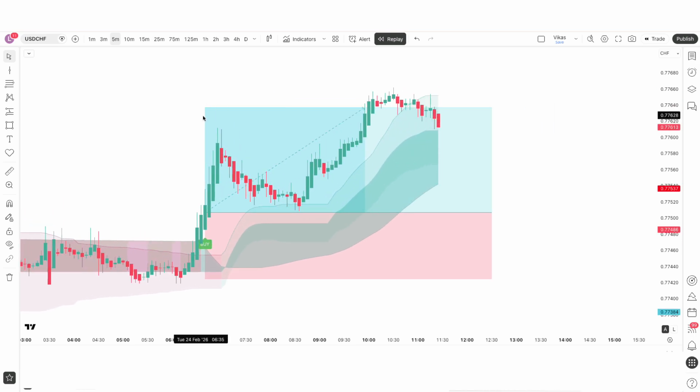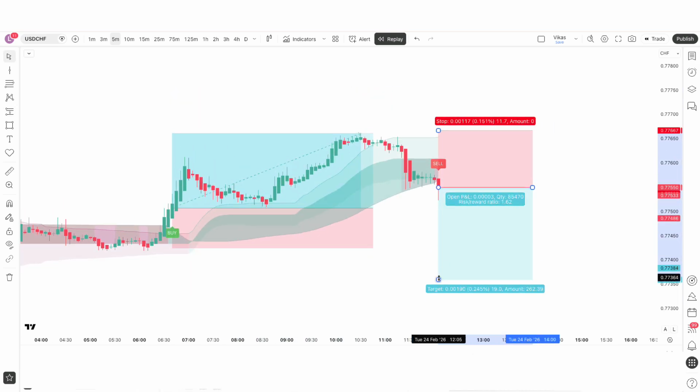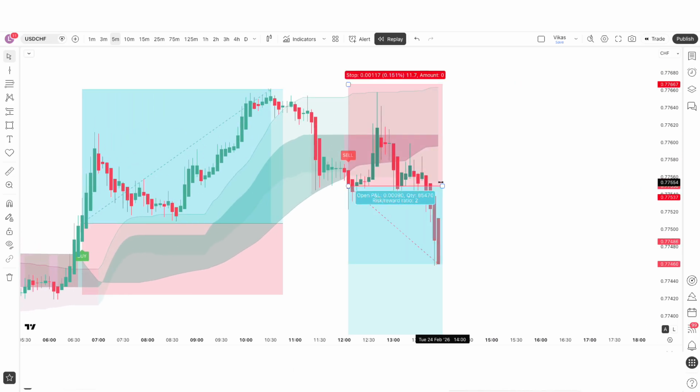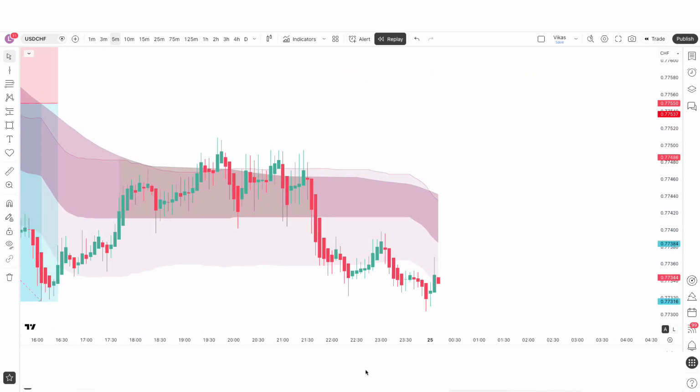I will always place my stop loss at the previous high or low so that the trade remains open as long as the market structure remains intact. And the moment that structure breaks, I will automatically exit. For every trade, my risk-to-reward ratio will be 1 to 2.